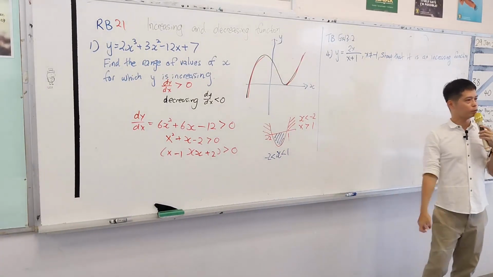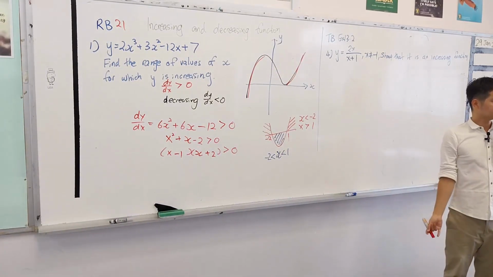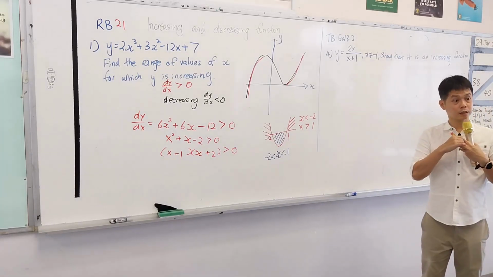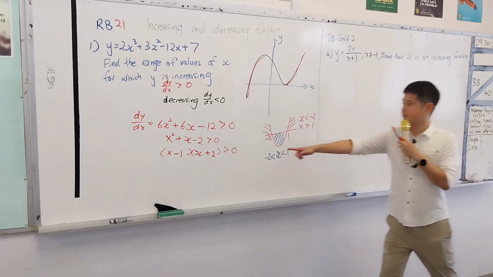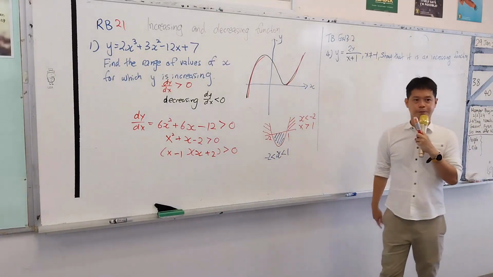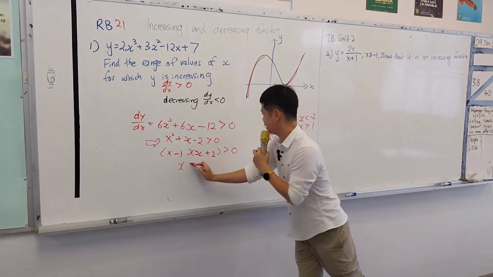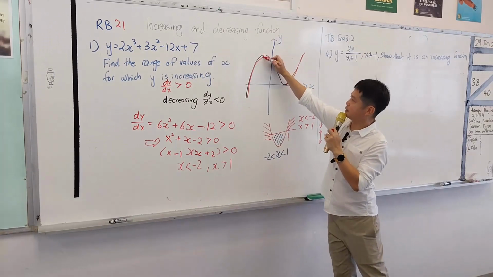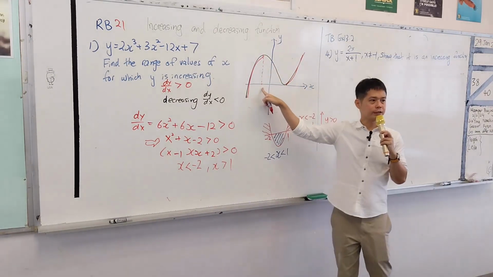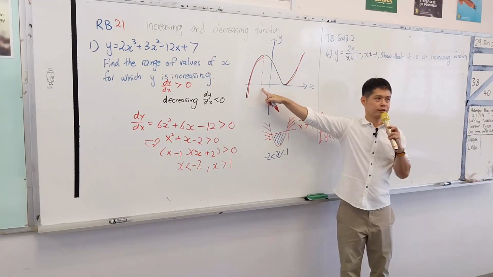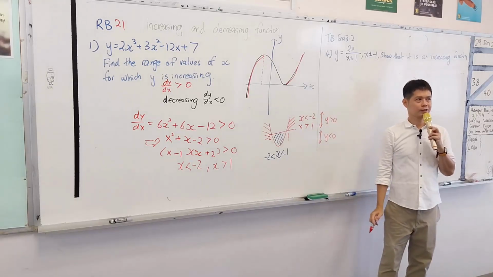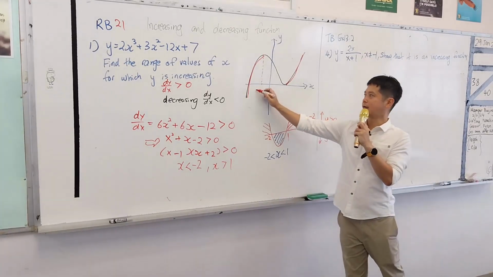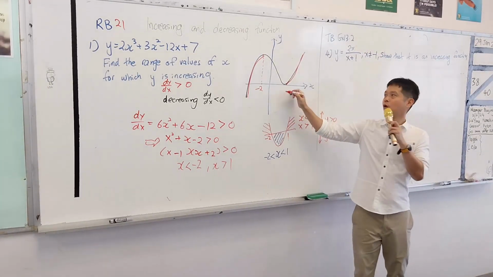Okay, which answer is it, the red one or the blue one? Red, okay? The answer is the red one. It's more than 0, so it's above. Okay, so this is the answer. Class, look here, please. What do you think this number is? This number is actually negative 2, and then this number is 1.